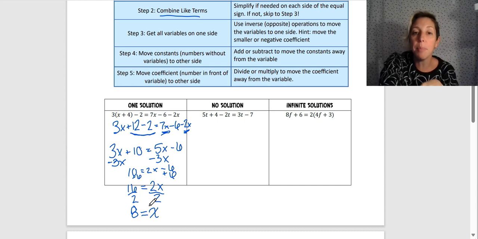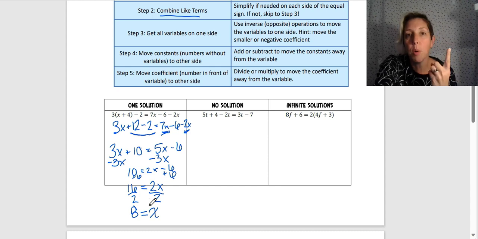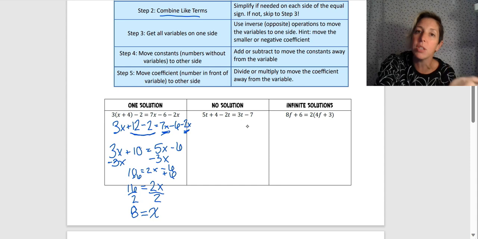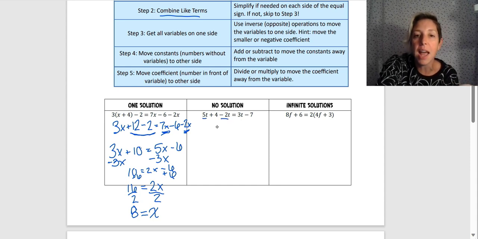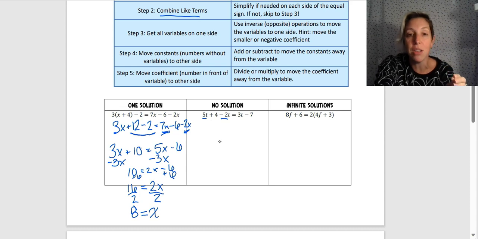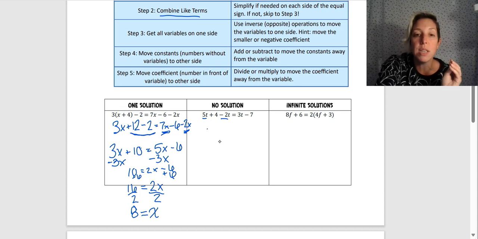So the next example of no solution, again, we're going to follow our steps. Step 1, distribute. There's no parentheses, so I can skip to the next step, which is combine like terms. I do have some like terms here, 5t and -2t, so I'm going to combine those. 5t minus 2t is 3t, plus 4 equals 3t minus 7.